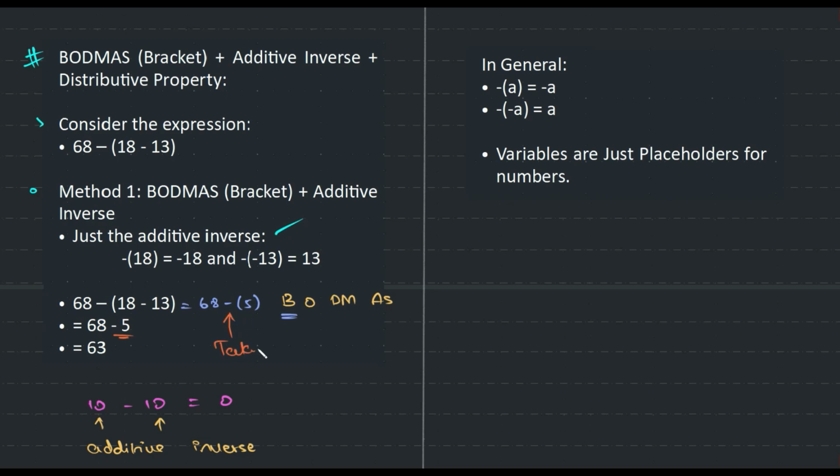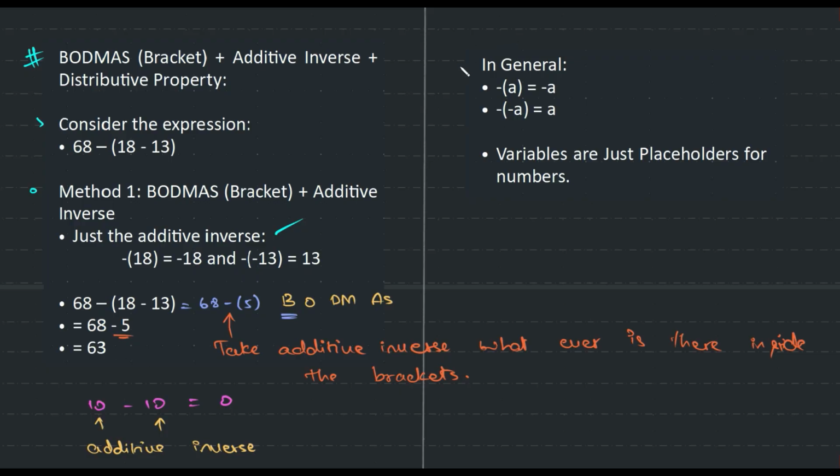Take the additive inverse of whatever is inside the brackets, right? After considering that, you need to write it without the brackets, and that is your simplified version. And so the answer is 63.